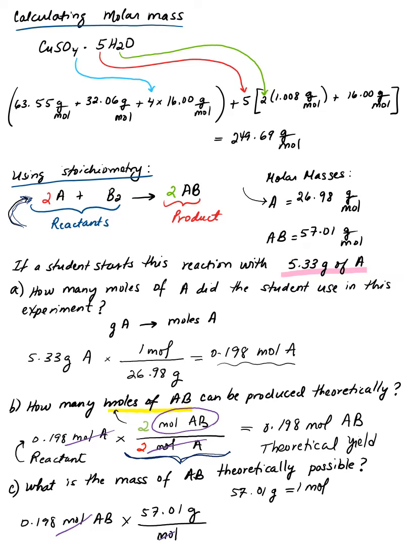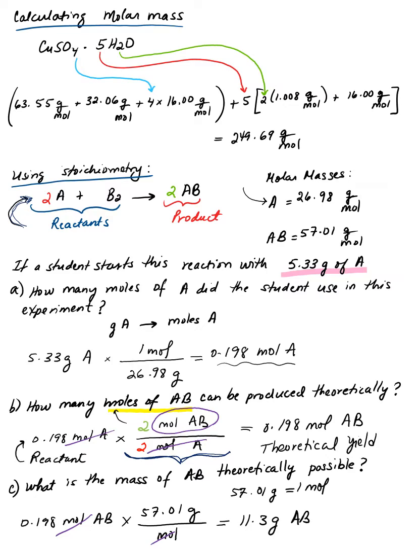So the unit of mole is canceling out, and what you're getting is the same amount, but instead of units of moles, you're going to have units of mass. So 0.198 times 57.01, that's 11.3 grams of AB. So 0.198 moles of AB equals 11.3 grams of AB.